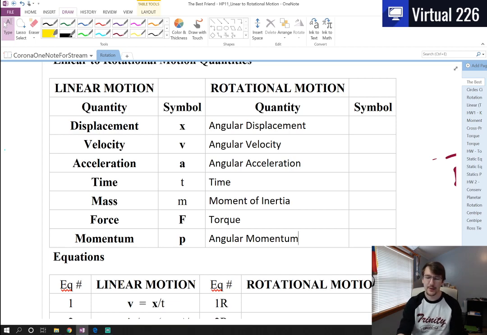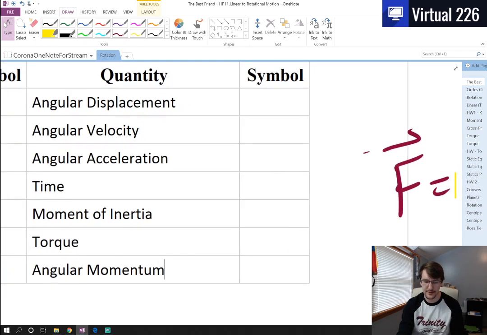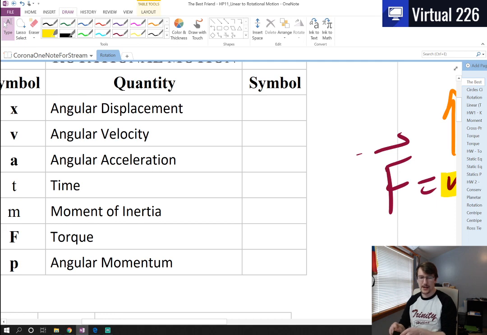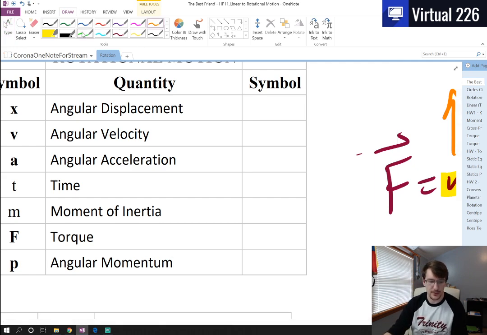Okay. Now, we have a bunch of symbols for all of this stuff, and this is what we're going to concern ourselves with here. Our symbols are a bunch of Greek letters that are a little bit tricky to write if you're doing them for the first time. For angular displacement, we're going to use a theta for an angle. For angular velocity, we're going to use an omega. For angular acceleration, this is an alpha. Some people call that the Jesus fish.